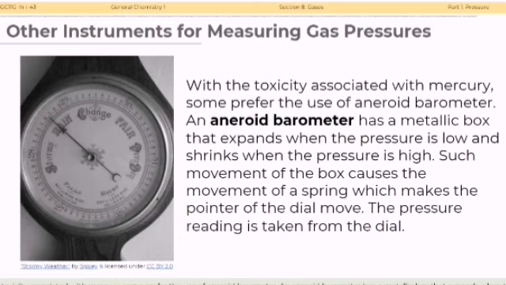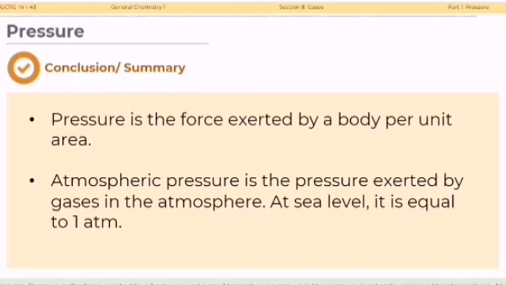To summarize, pressure is the force exerted by a body per unit area. Atmospheric pressure is the pressure exerted by gases in the atmosphere. At sea level, it is equal to 1 atmosphere.